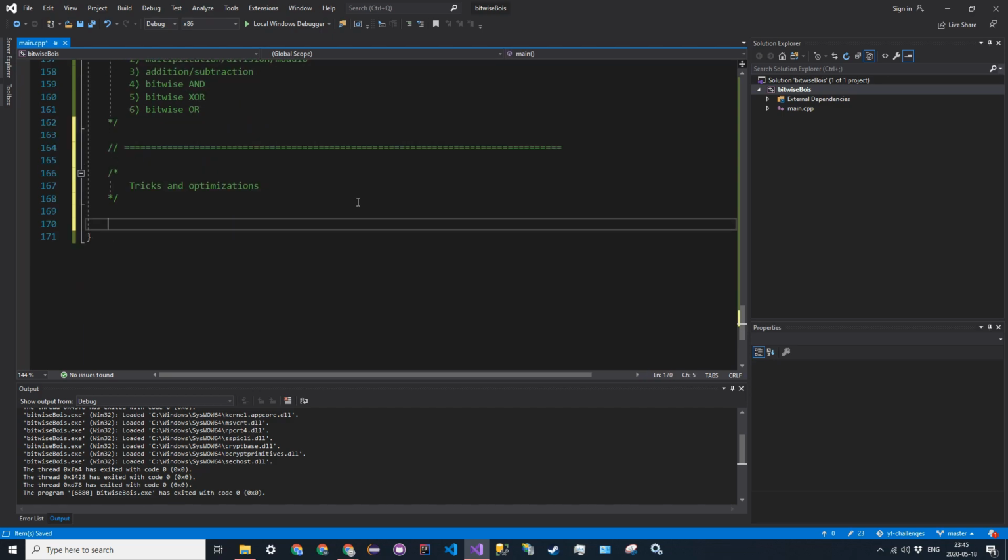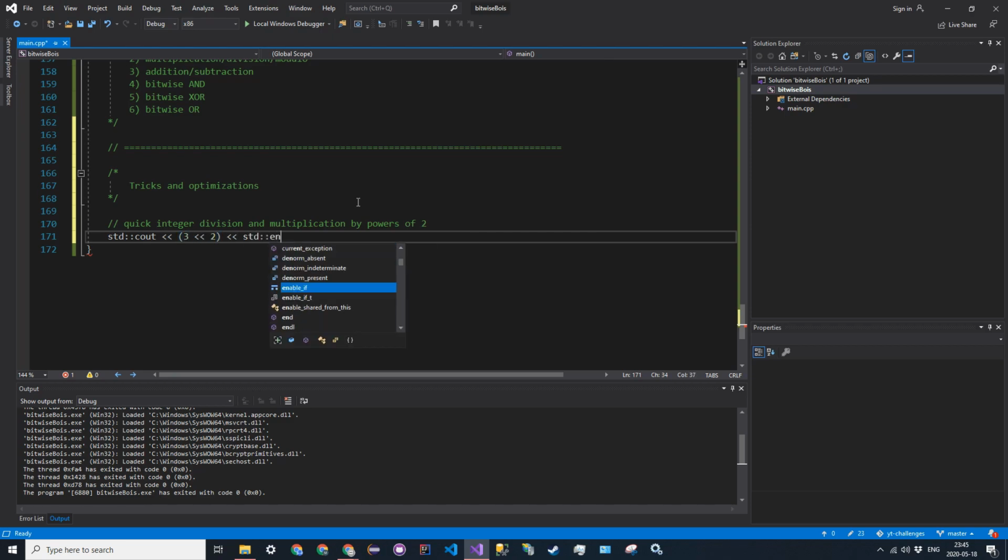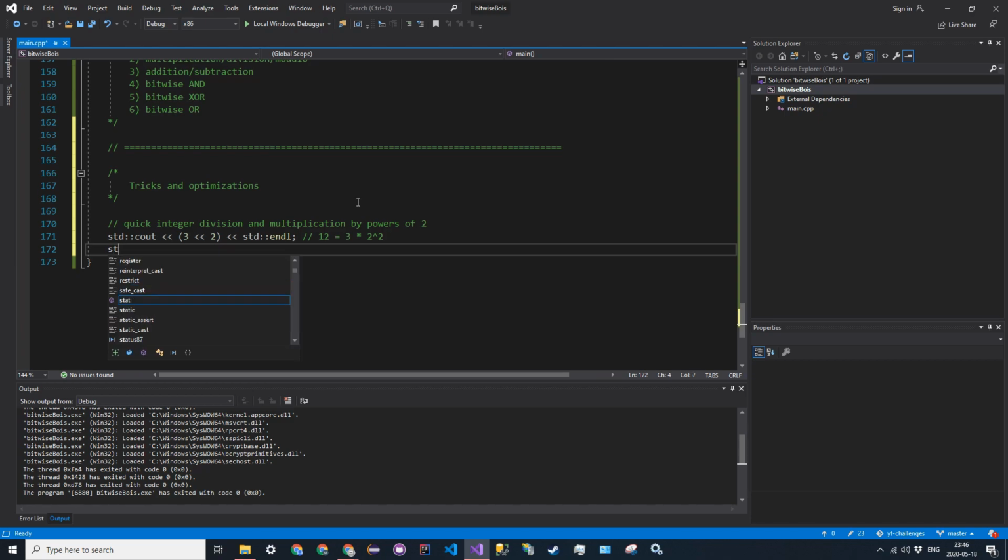All right, so here are a couple of tricks and optimizations. So first one is, I think we talked a little bit about this, quick integer division and multiplication by powers of 2. So let's say that we had standard cout, and let's do 3 and left shift it by 2. What we should get, I'm just going to run this at the end, we should get a 12, which is equal to 3 times 2 to the 2. Let's do standard cout, 15 right shifted by 2.